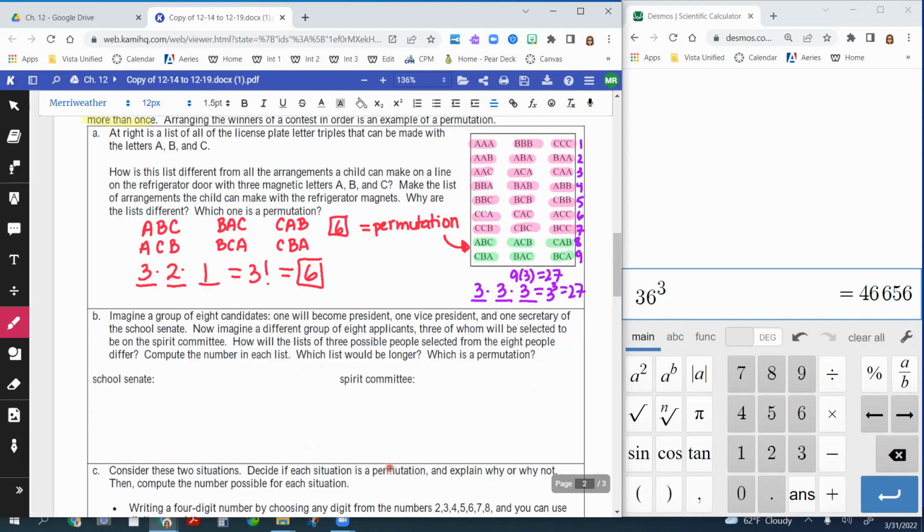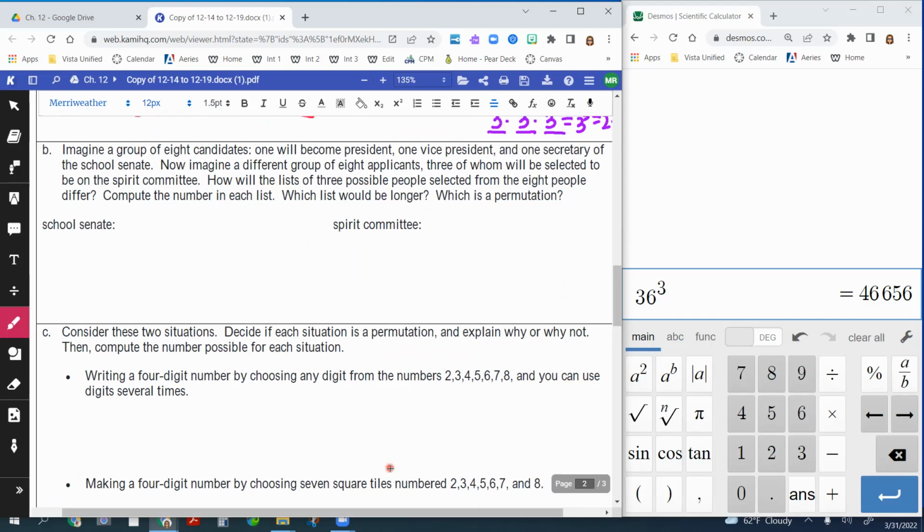On the next problem, letter B, it says, imagine a group of 8 candidates. One will become president. So we have 8 candidates. One will become president, vice president, secretary. Now imagine a different set of 8. Okay, so it's a different group of 8, and 3 of whom will be selected to be on the spirit committee. How will these lists of 3 people selected from the 8 people be different? Compute the number in each list, which would be a longer list, which is a permutation.